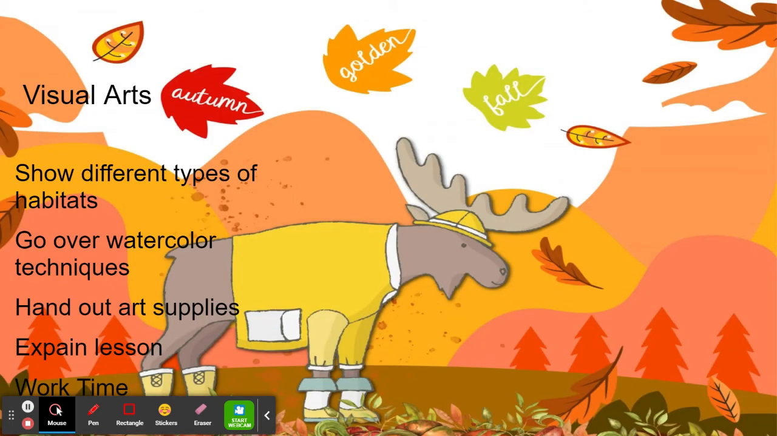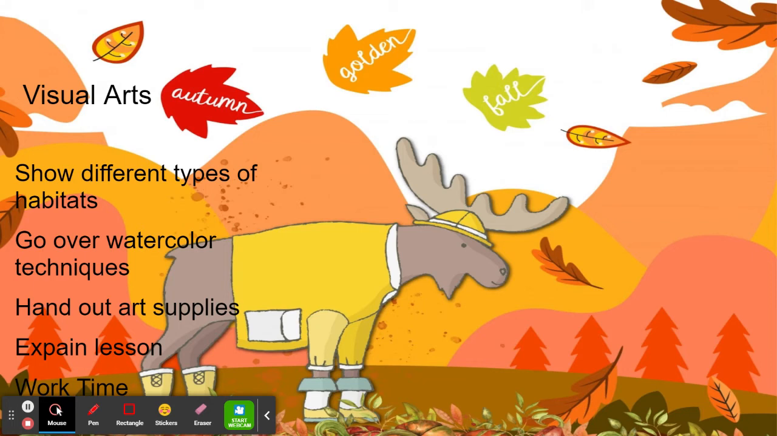Since the students will already know the difference of habitats and what makes them survive, I will jump into a slideshow that shows different types of habitats. I will then go over the different types of art techniques and make sure that the students understand them. At this time, I will also hand out art supplies and let the students experiment.